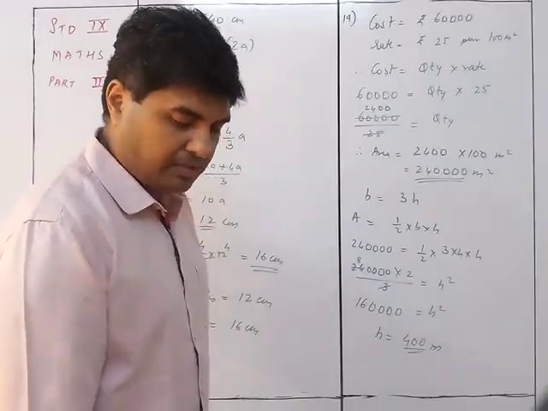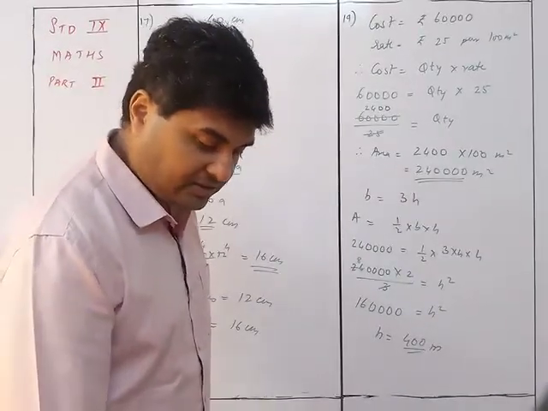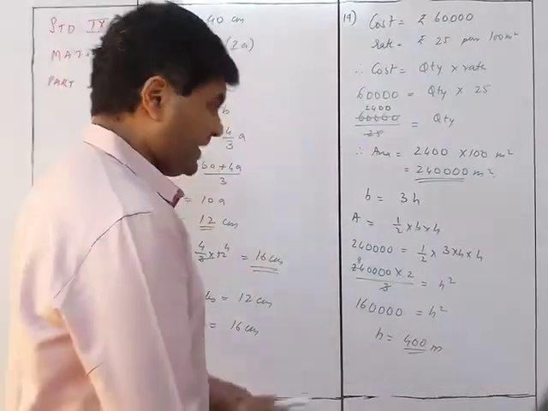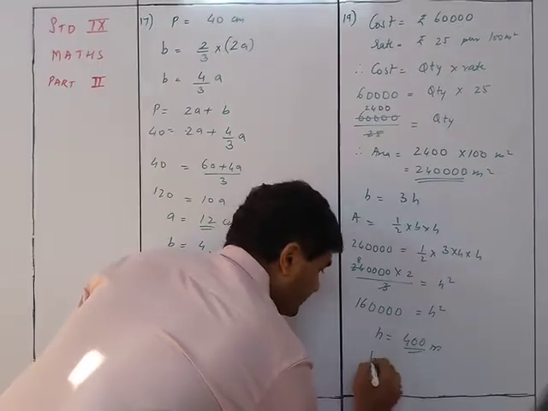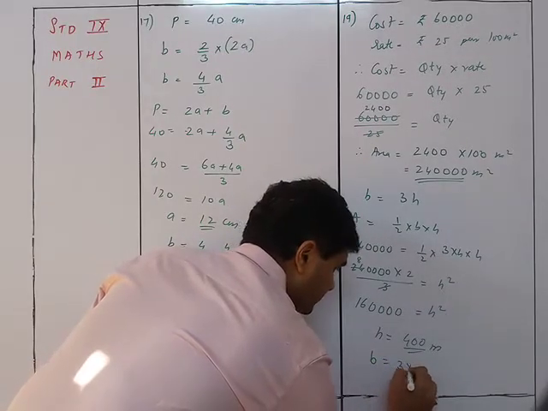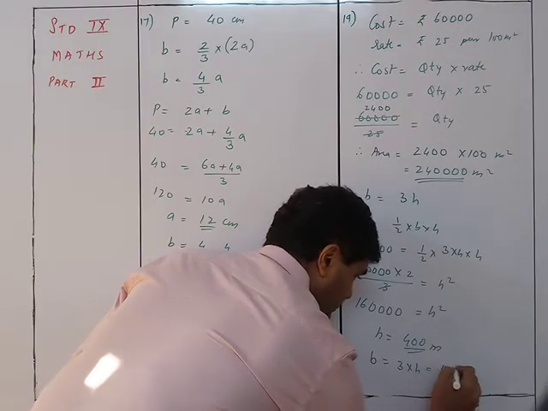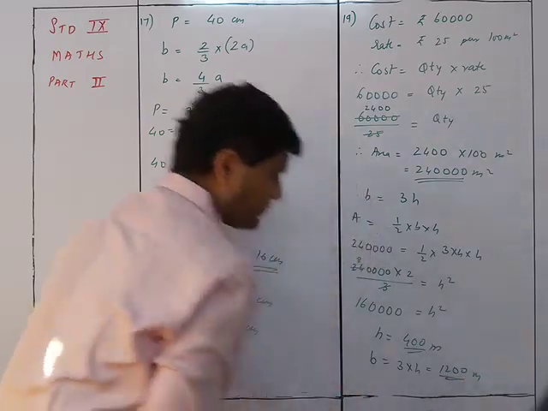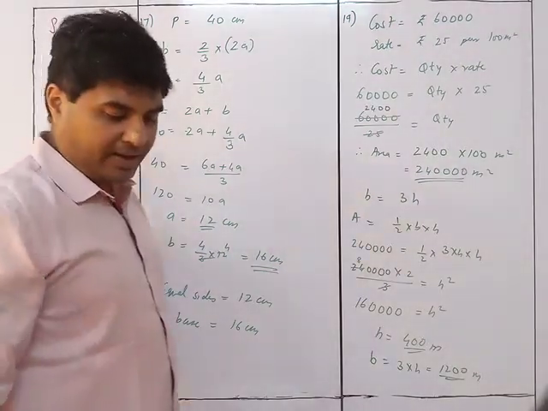That is sum number 19. They asked us the base and the height also. Base also asked. So base is equal to 3h, which is equal to 1200 meters. That was sum number 19.